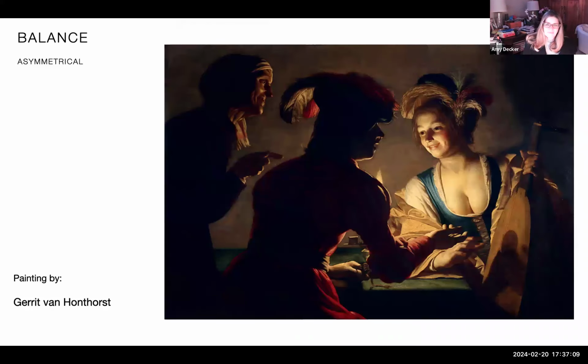And here's a painting by Gerrit von Hansthorst. Hansthorst? I think that's how you pronounce it. The artist creates balance by using heavily contrasting darks and lights. So this is the idea of asymmetrical balance, achieved through contrast, elements of equal weights, rather than creating an identical mirrored image. Here you have several smaller elements that will balance out one object.